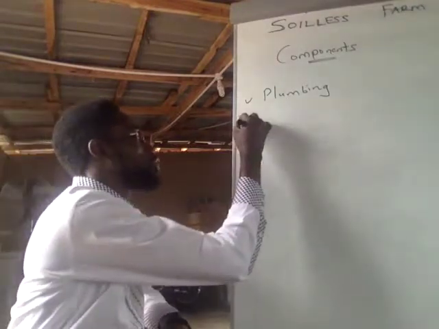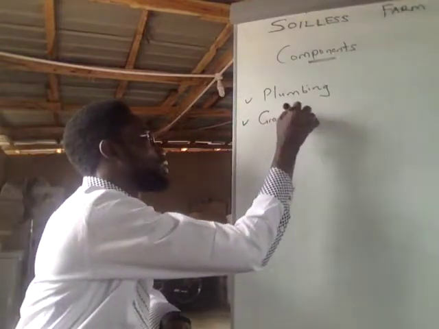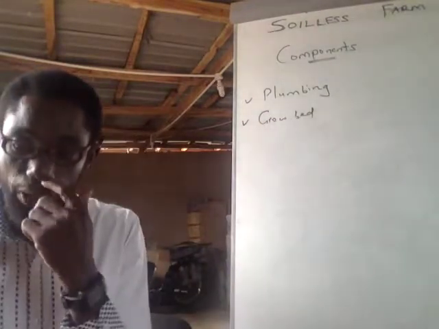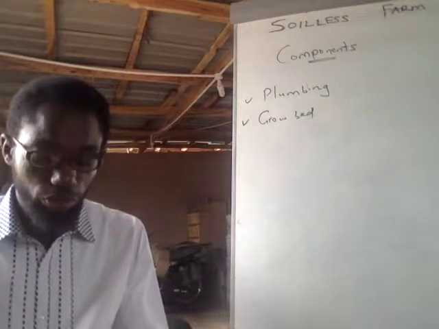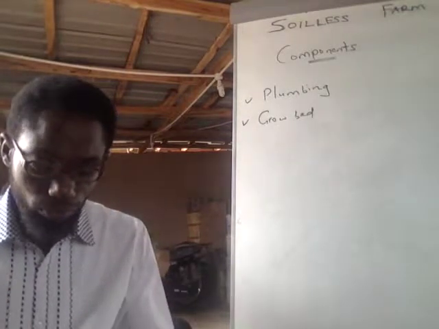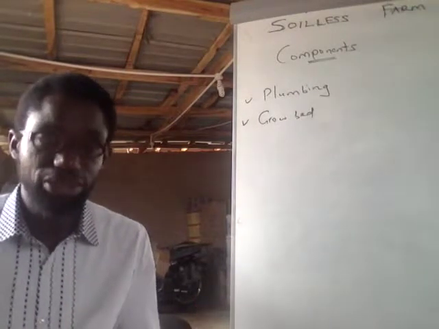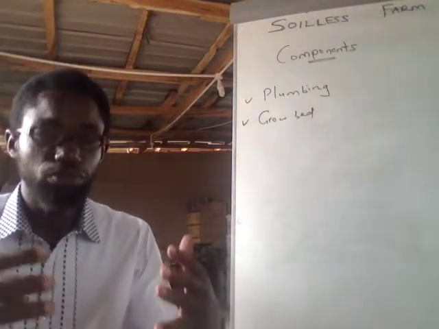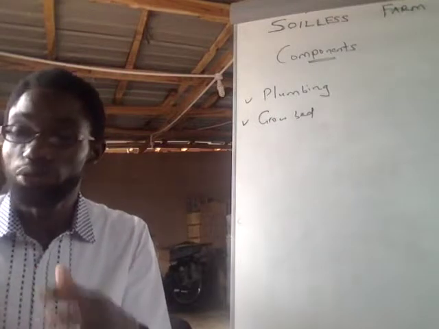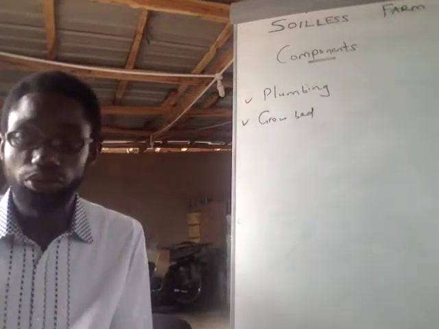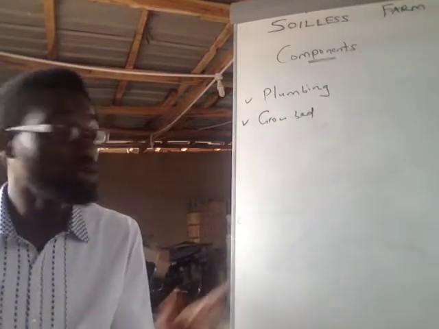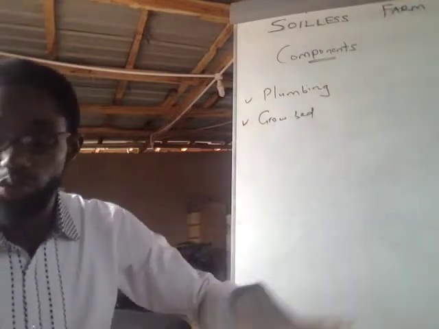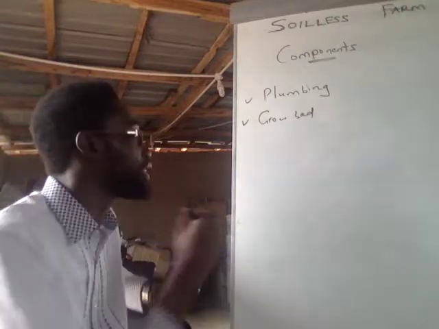Then we will also look at the grow bed. For those that want to do an NFT type of system, or the raft system, or the flood and drain, whichever one you want to do, what is the kind of grow bed? The grow bed is where your plants will grow, essentially where the plants will be. So we want to know what things you should put in place.